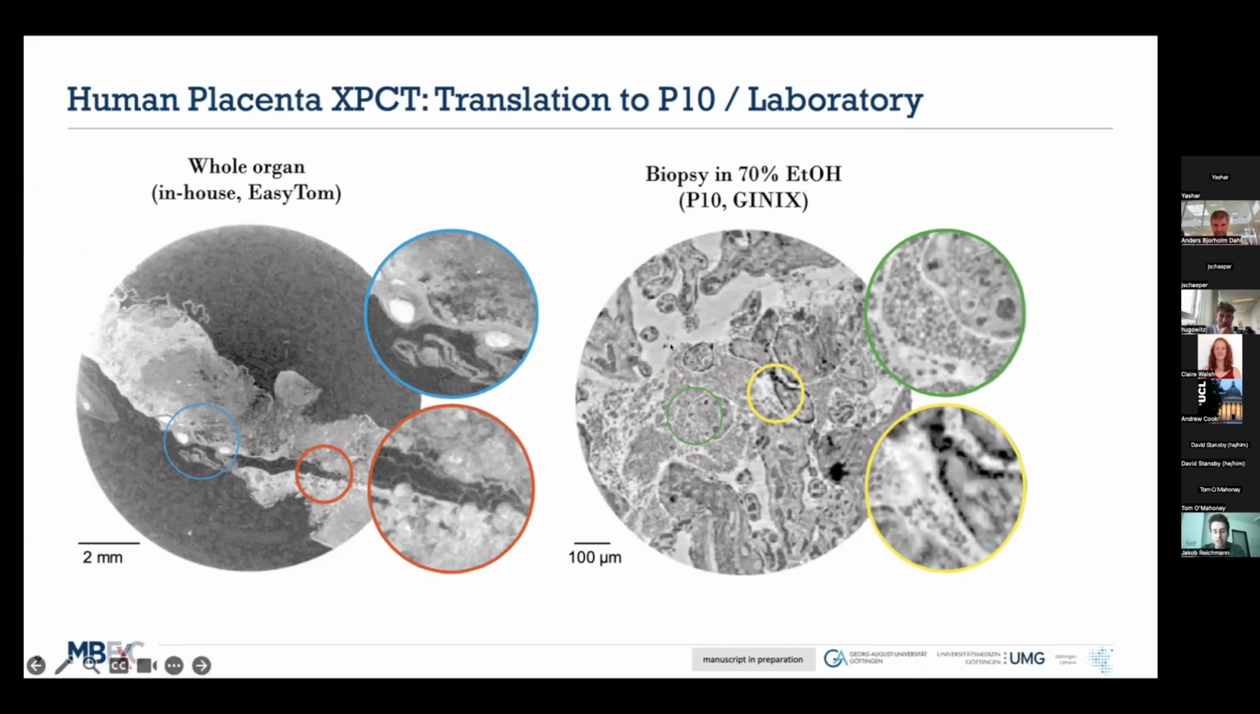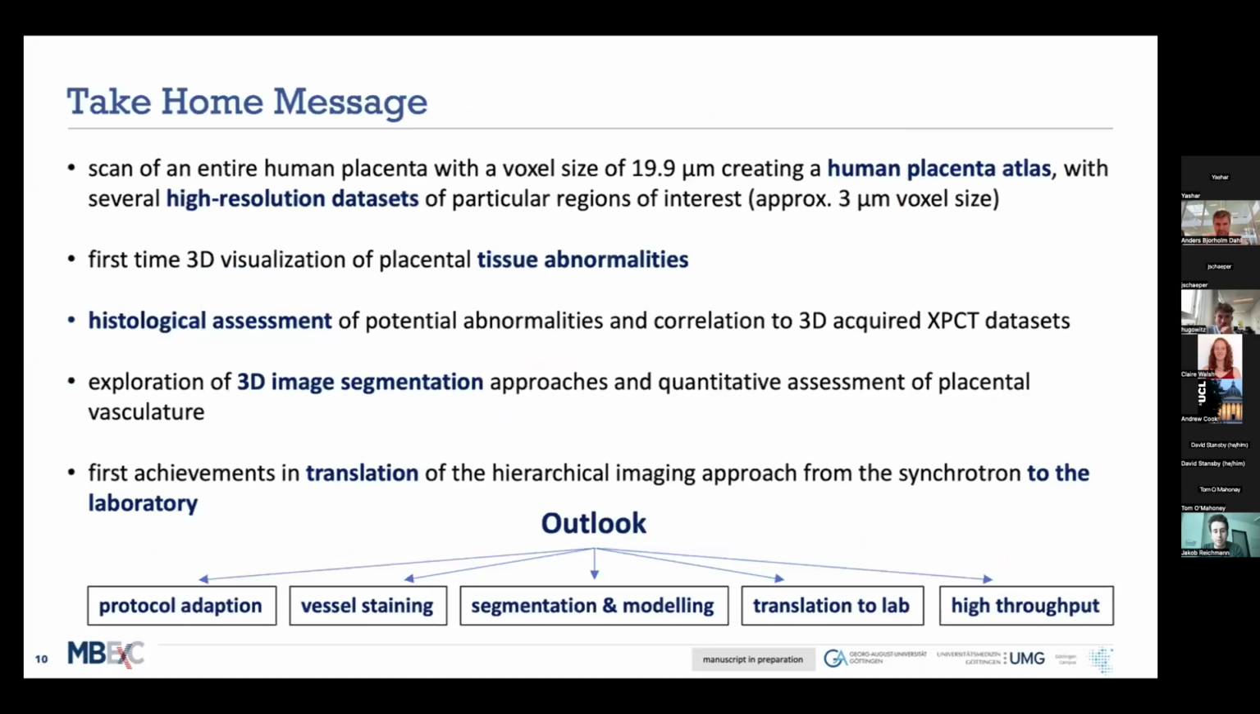And here on the right, we extracted the biopsy from the sample and scanned it at our high-resolution setup at P10 in Hamburg at DESY. And from this, we could also see some very interesting morphology and placental structure, which, when we talked with the doctors, would be very interesting to segment and quantify, to gain some more understanding about the placental architecture we have in the tissue.